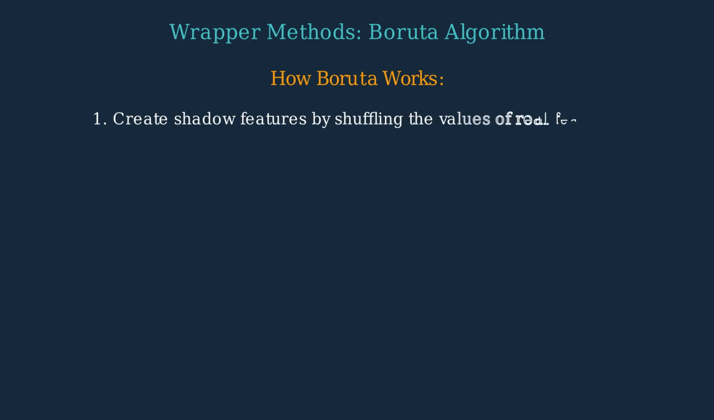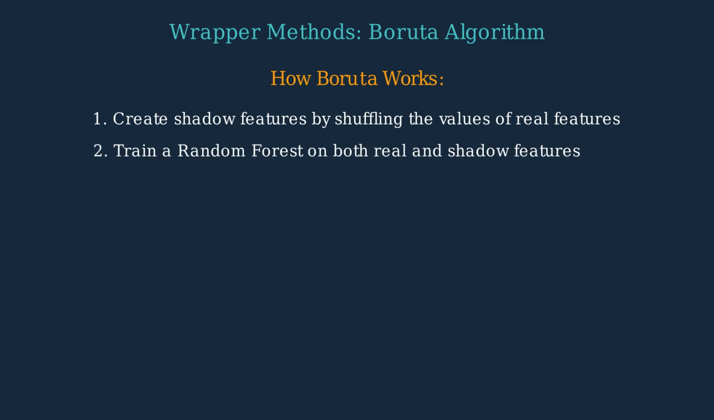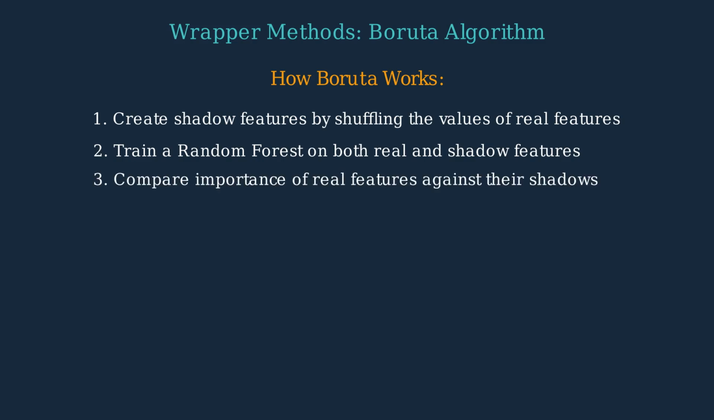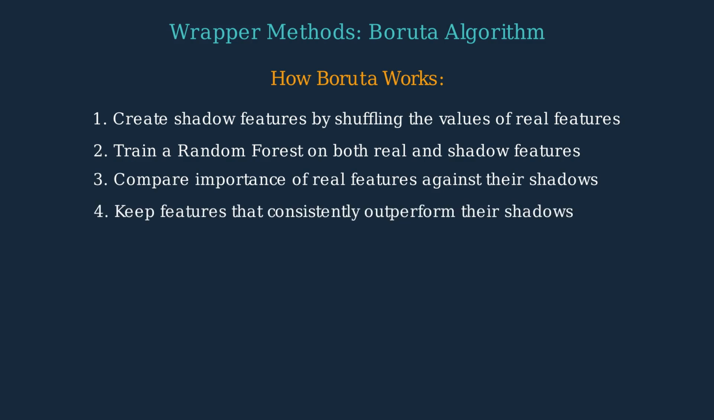First, the algorithm creates shadow features by shuffling the values of the original features. Next, it trains a random forest model using both the original features and these shadow features. Then, it compares the importance of each real feature against the importance of its shadow counterpart. Finally, it keeps only those features that consistently outperform their shadows over multiple iterations.